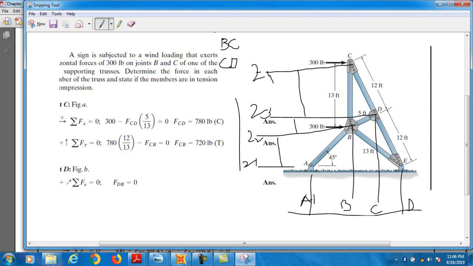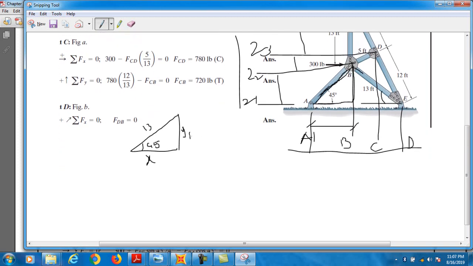We first determine the horizontal spacing. We can determine this distance by using the fact that this is 45 degrees, so this angle will also be 45 degrees, and this member length is 13 feet. So we can create this triangle. From this triangle, by using trigonometric ratios, with 13 and 45 degrees, we can calculate this height y1 as well as this x distance. Clear?